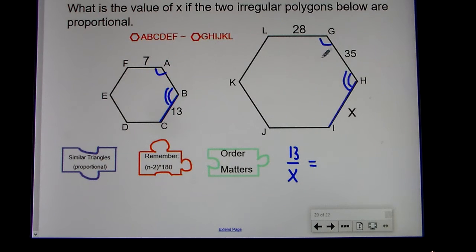Well, AB and 35, they don't have a pair. You need 2 sets of numbers. But 7 and 28 work. So you do 7 divided by 28. And we set up this nice little proportion. We do 13 times 28, 7 times x. 7 times x is just 7x. 13 times 28, you grab yourself a calculator. 13 times 28, you get 364.